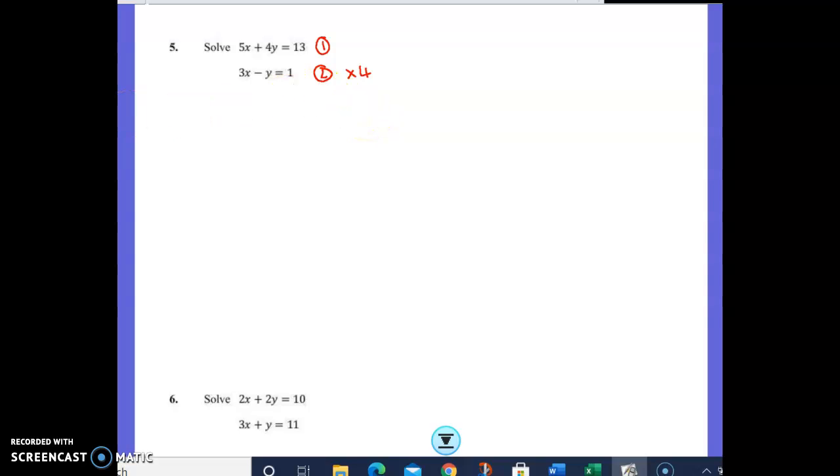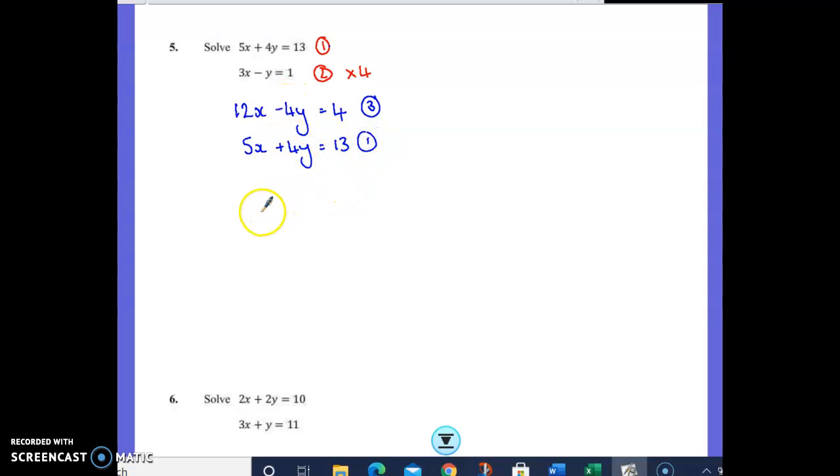Multiplying through equation 2 by 4, I get 12x minus 4y equals 4. As long as you've multiplied every single thing by the same number, you haven't changed the equation, so it's fine to do that. So that's now equation 3, a brand new equation. I don't have equation 2 anymore, so I ignore it completely, but I do still have the top one. So these are my two equations that I'm going to be working with.